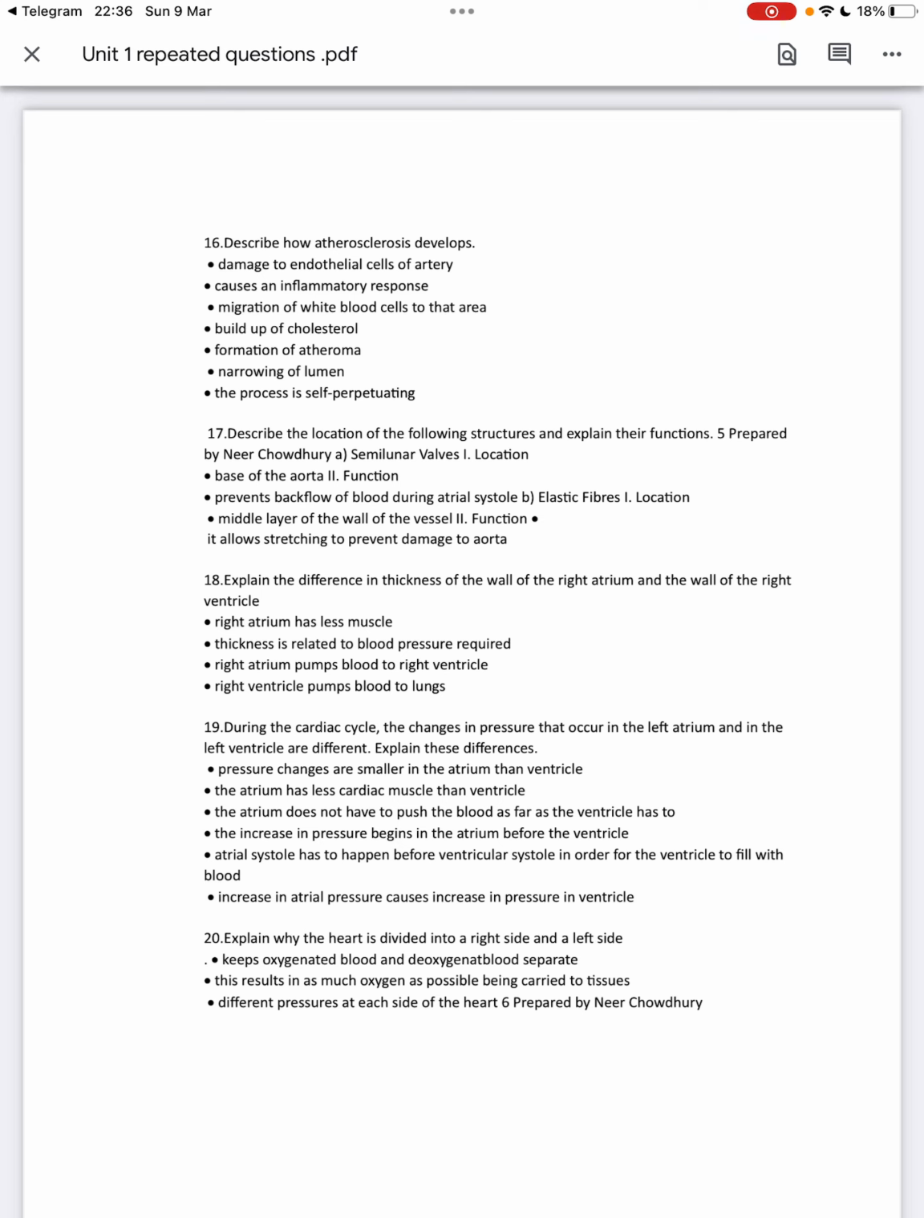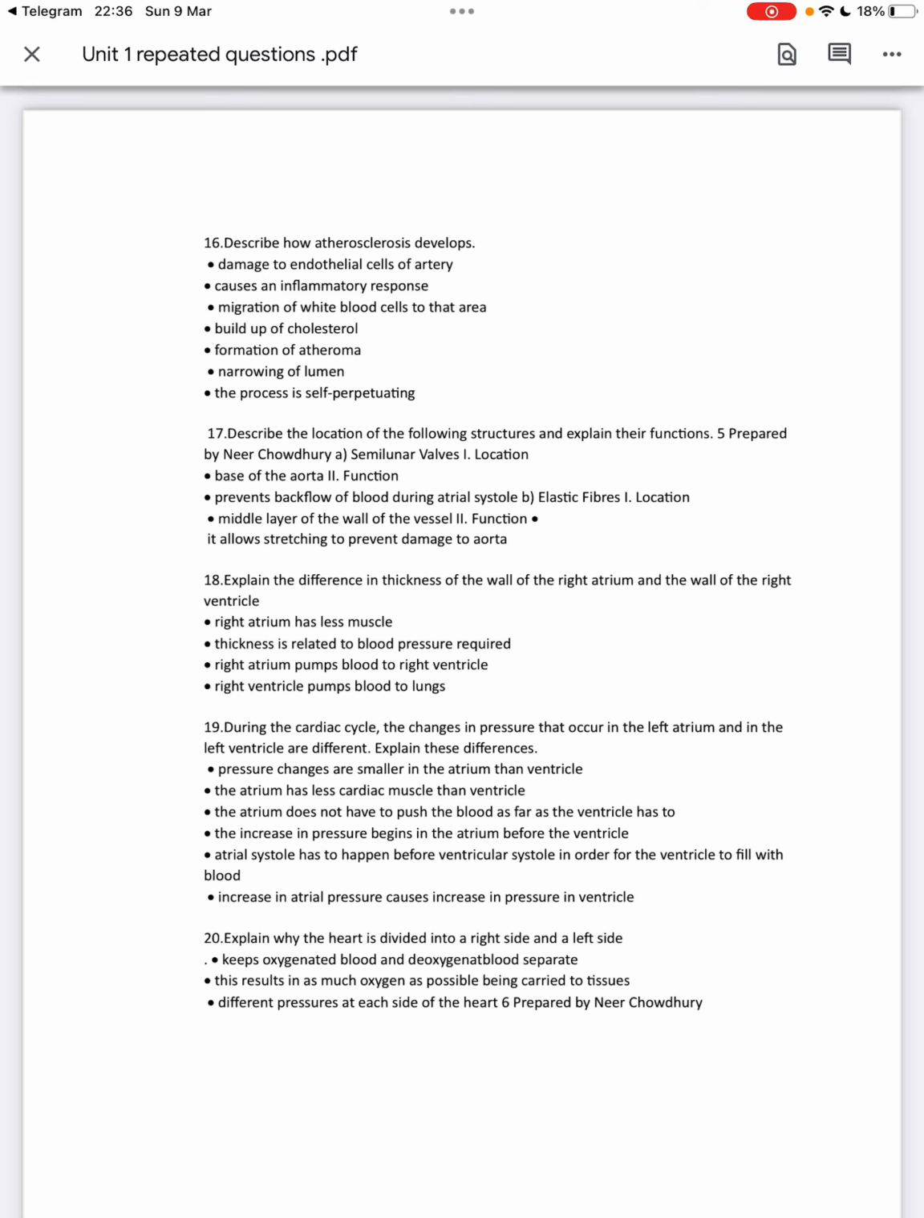Describe the location of the following structures and explain their functions. Semilunar valve: location, base of the aorta. Function, prevents backflow of blood during atrial systole. Elastic fibers: location, mid-layer of the wall of the vessel. Function, allows stretching to prevent damage to the aorta.